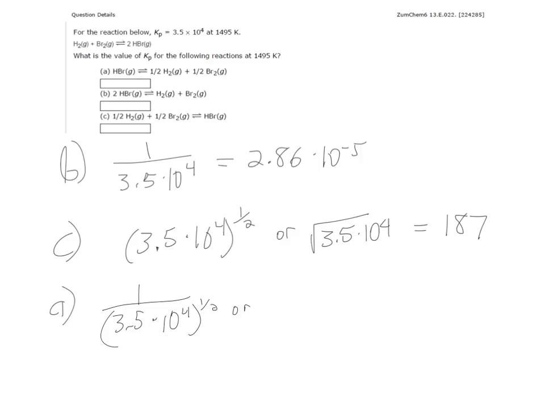That's the same as taking 1 over the square root of 3.5 times 10 to the fourth. And that works out to be 1 over 187, which is 0.00535.